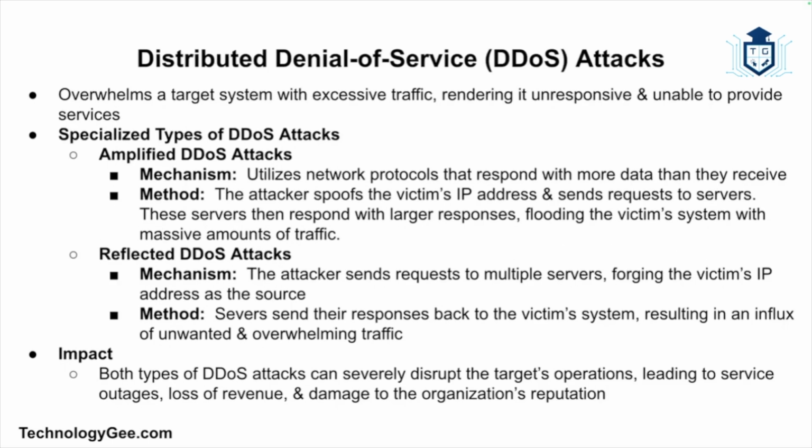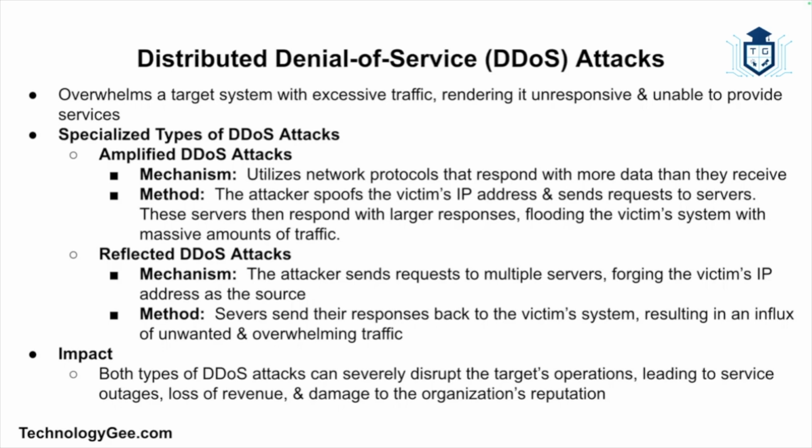A DDoS overwhelms a target system with traffic, rendering it unresponsive. There are two specialized types of DDoS attacks. The first one is an amplified DDoS attack. An amplified DDoS attack uses network protocols that respond with more data than they receive, and the attacker can flood the victim's system with substantial traffic by spoofing the victim's IP address and sending requests to servers that reply with larger responses.